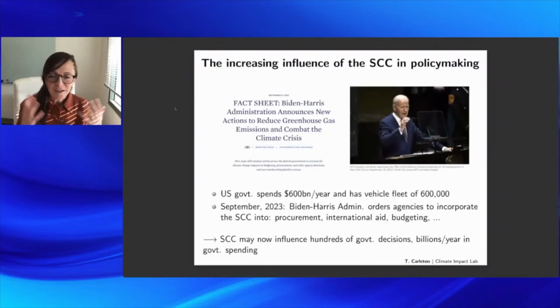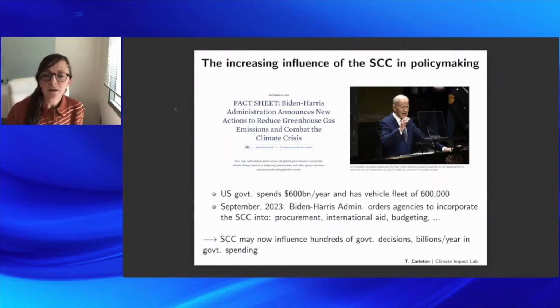Max gave you a great history of how the SCC has evolved, particularly in the United States, and it's been used and adapted in many countries around the world. I want to just put sort of a cherry on the top of that history by pointing out that very recently we have an indication that the SCC is going to be used in a much broader set of policymaking. So in September, the Biden-Harris administration announced orders to agencies to incorporate the SCC into many different government decisions like procurement, international aid, budgeting. And this has implications for the billions of dollars a year that the US government spends and things like its very large vehicle fleet of 600,000 vehicles. And so I think this is more motivation for us to get the number right and to think broadly about how this tool can be used to solve the climate problem in a much broader set of policies than has previously, at least in the United States, been used before.